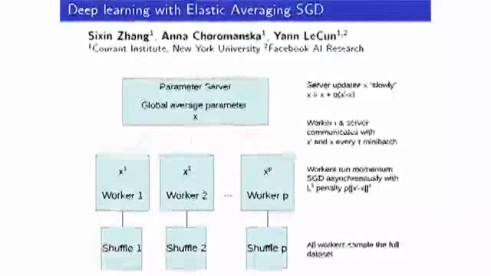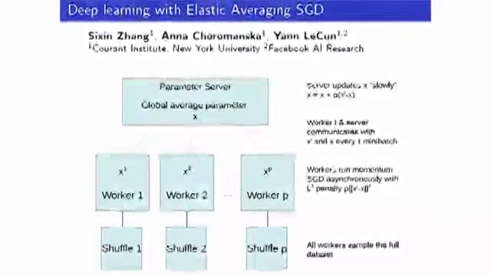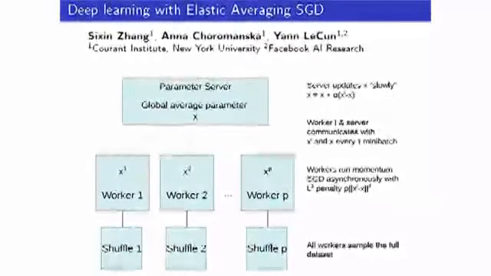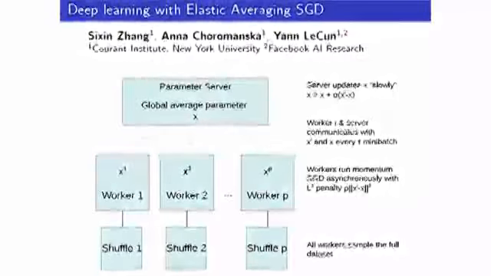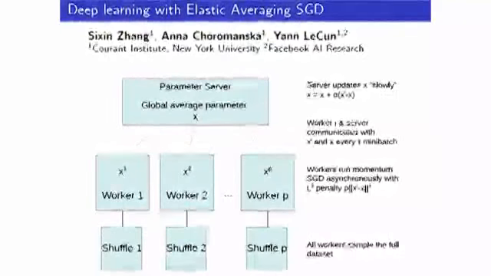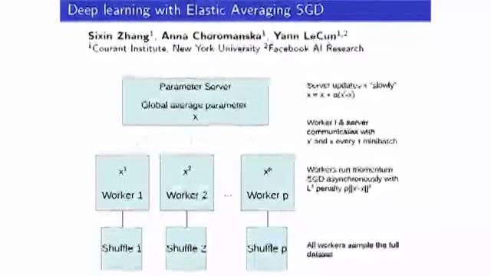All local workers see the full data set in different order. In order to reduce the communication overhead, each worker communicates with the central server every tau mini-batch update. The central parameter is updated with the moving average formula whenever it receives a parameter from a worker.